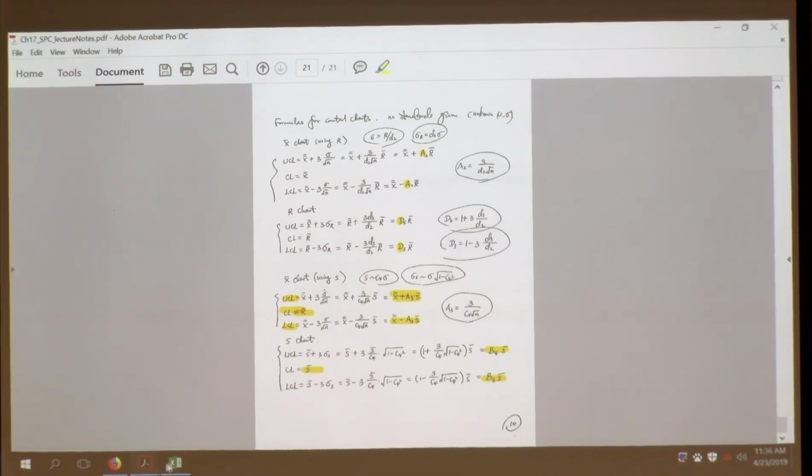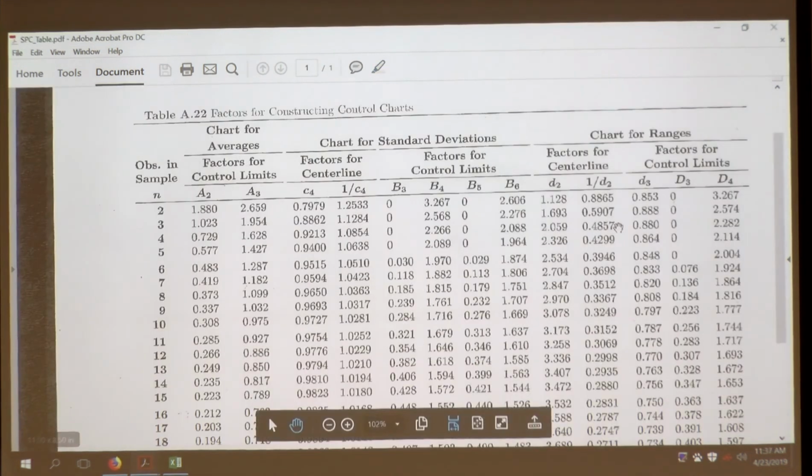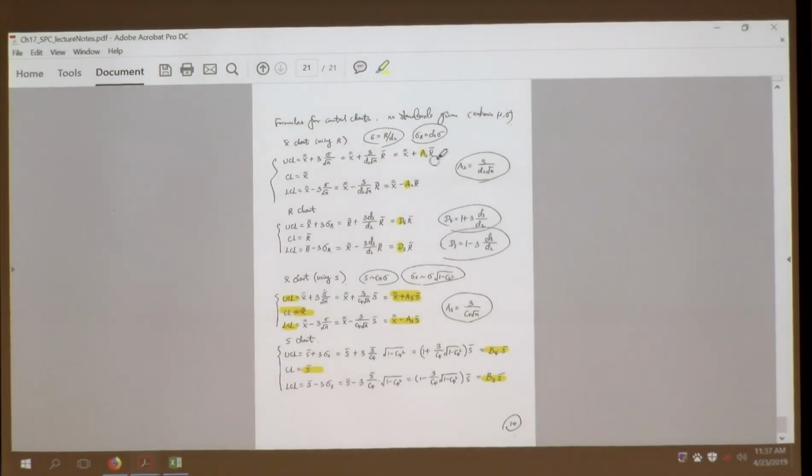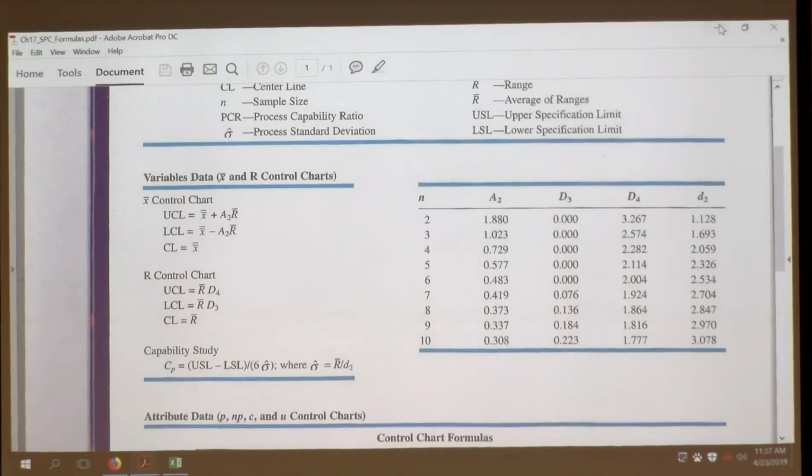They are available in this SPC table. This is also available in the back appendix of the textbook. This is actually what I took from the textbook. Okay, now we finished the X bar chart and S chart.